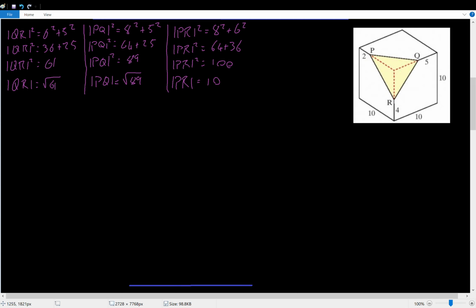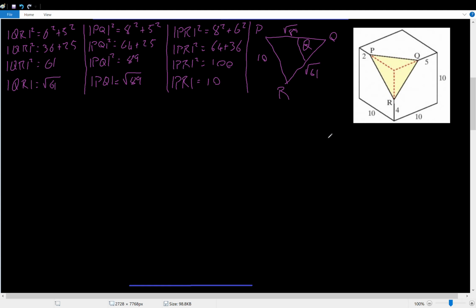Okay. So now that we've got that done, let's draw a quick diagram of our triangle PQR so we can see what we're dealing with here. So we have P, Q, and R. The angle in question that we're being asked for is just here. It's the angle Q. So PQ is length root 89, PR is length 10, and RQ is length root 61.